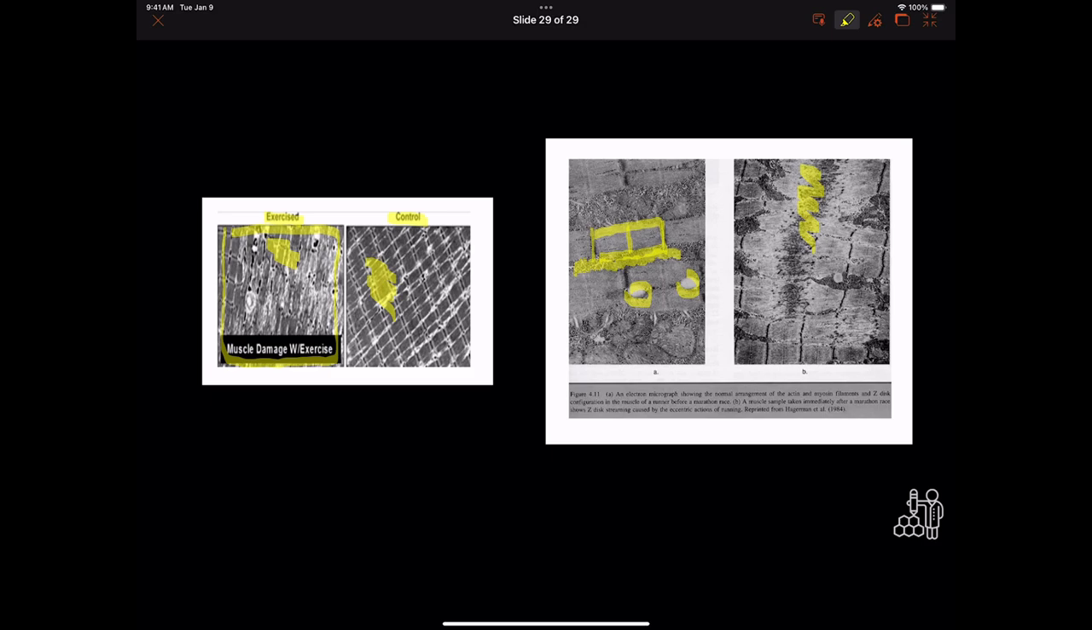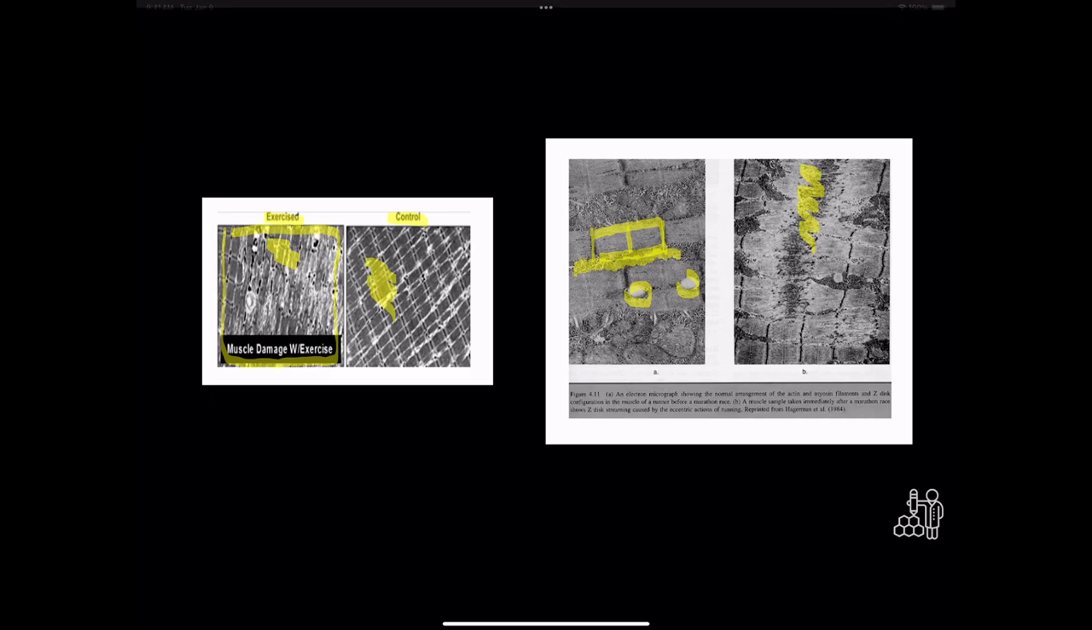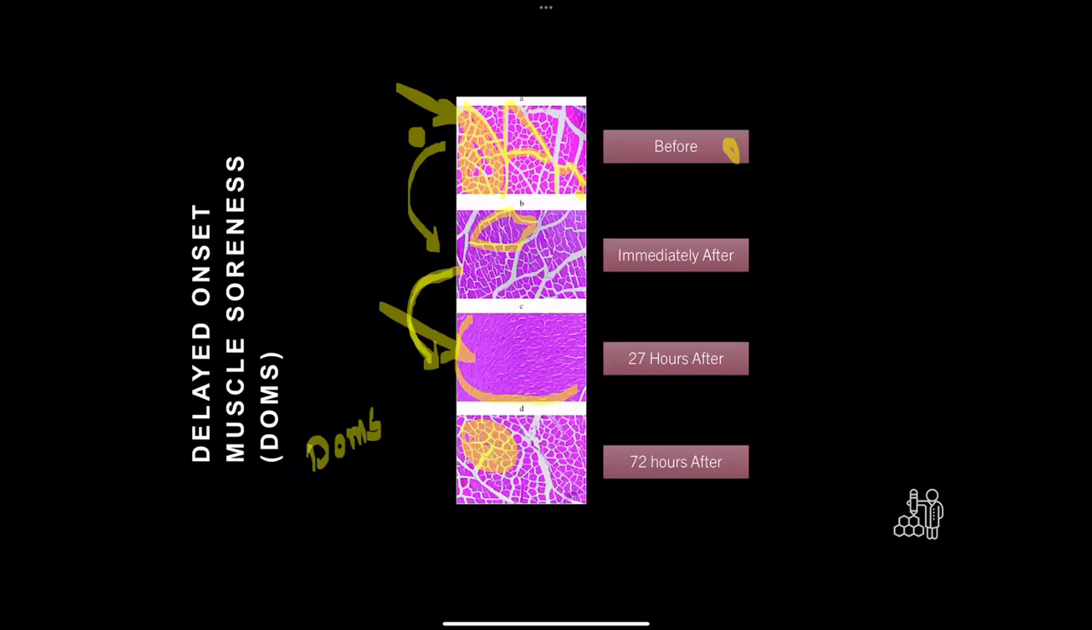exercise damages the fibers, and then we have to rebuild those fibers so that what we began with, like this, we end with, and that takes about 72 hours. So when somebody is sore after exercising, it is a completely natural thing, and that is how we create athletes.